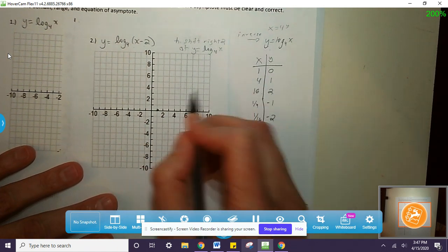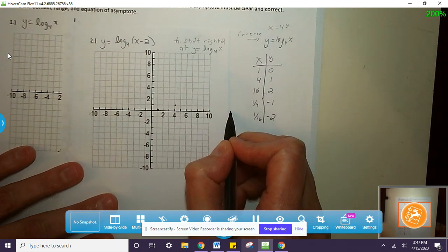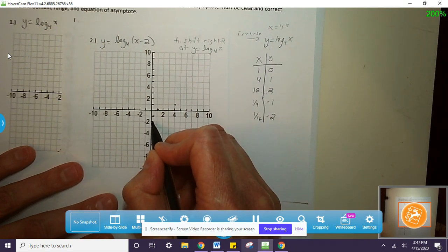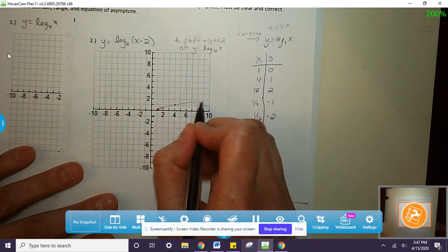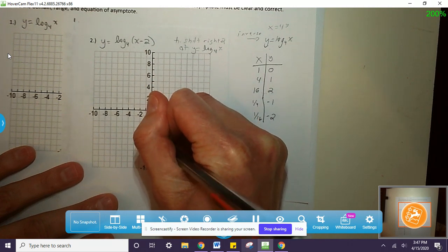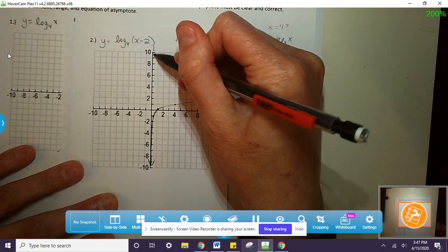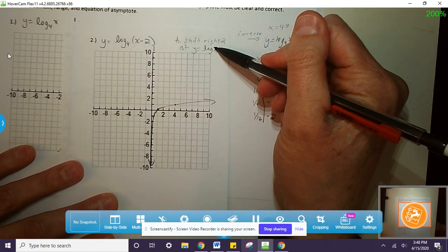So I have (1, 0), (4, 1). (16, 2) doesn't fit on the graph. You'd have to extend it to fit it. (1/4, -1). And (1/16, -2). So the graph goes up to the right very slowly. Drops down toward the y-axis because that's the vertical asymptote. And this is the first graph. This is not the final graph because we still have to move it right 2.